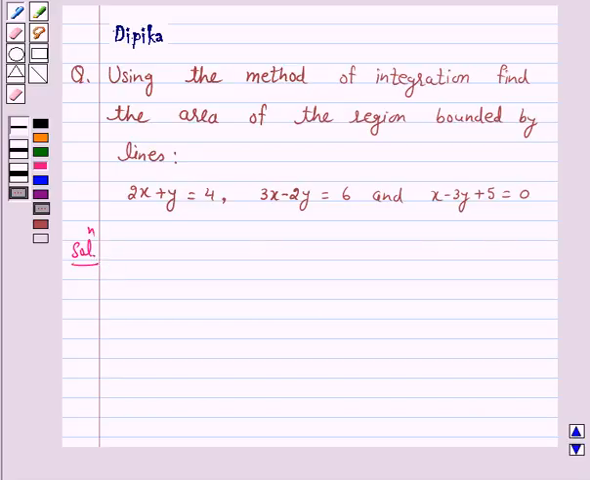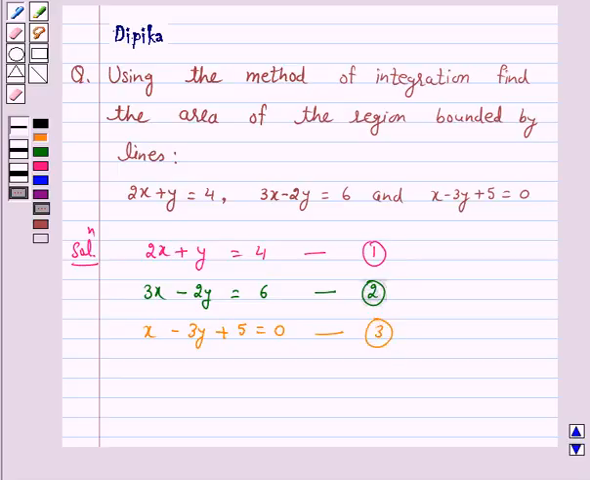Now, in this question, we have to find the area of the region bounded by the lines 2x + y = 4. Let us give this equation as number 1. 3x - 2y = 6. Let us give this as number 2 and x - 3y + 5 = 0. Let us give this as number 3. First, we will find the points of intersection of these lines. For this, we have to solve these equations simultaneously, by taking them in pairs.